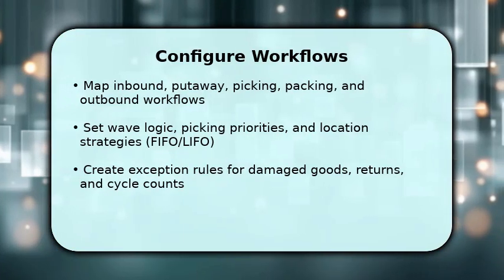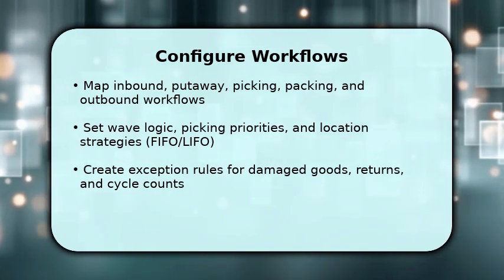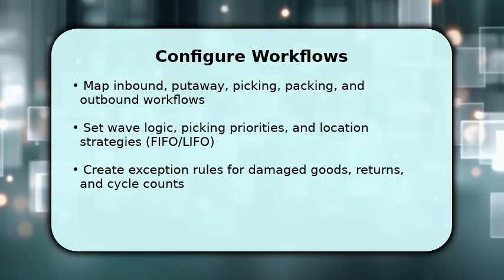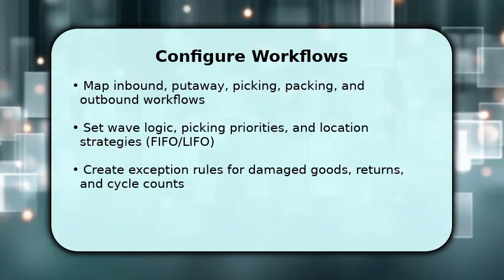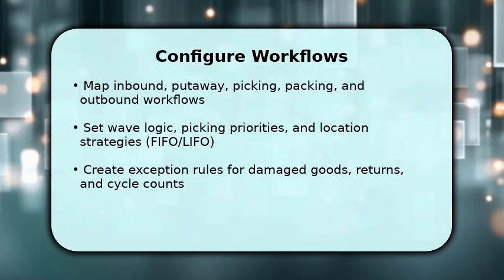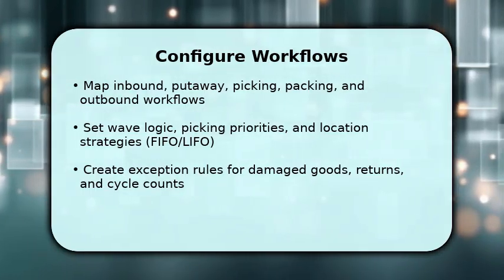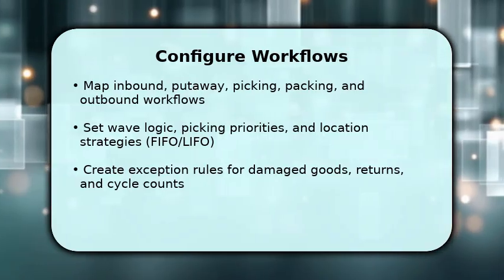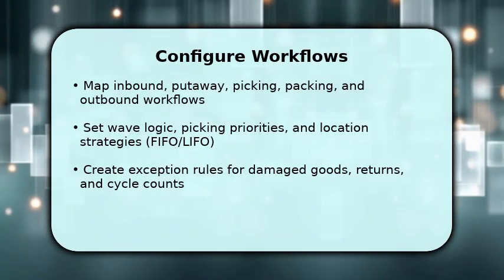You now configure workflows, map inbound receiving, put away logic, picking, packing, and outbound processes so each step has a clear owner and trigger. Set wave logic and picking priorities to optimize throughput. Choose location strategies like FIFO or LIFO to match product life cycles. Next, create exception rules for damaged goods, returns, and scheduled cycle counts so the system routes anomalies automatically.